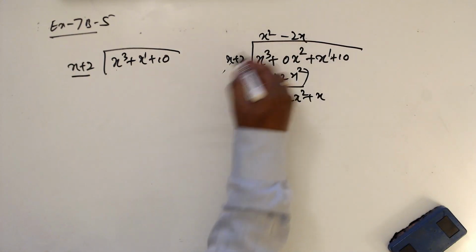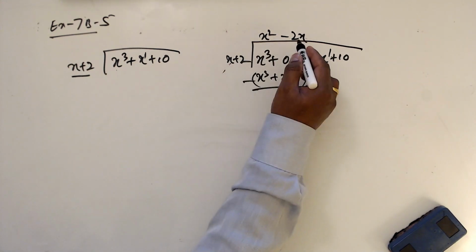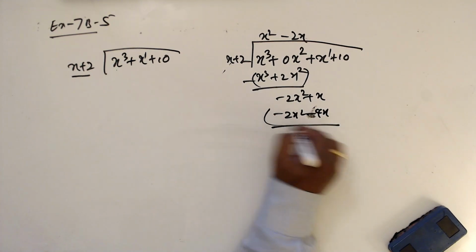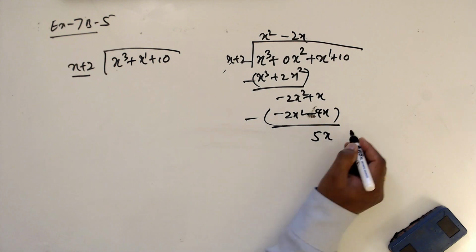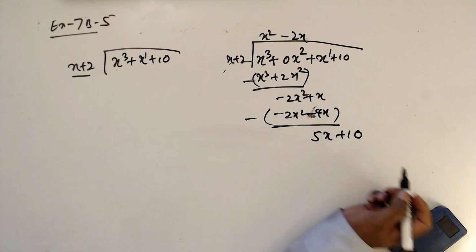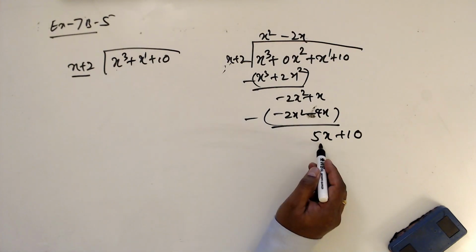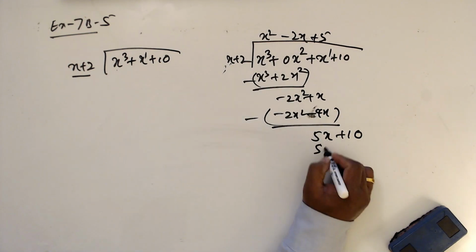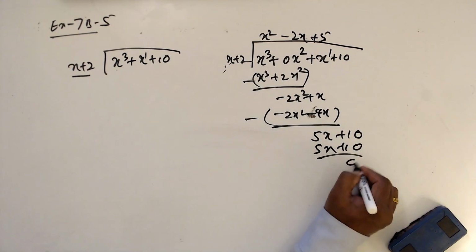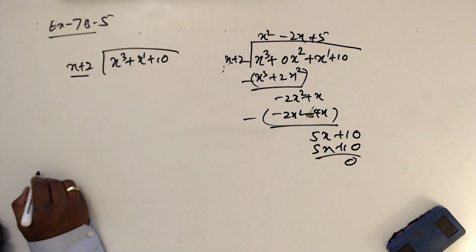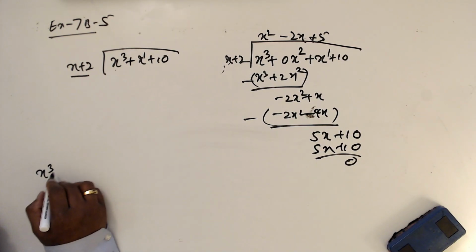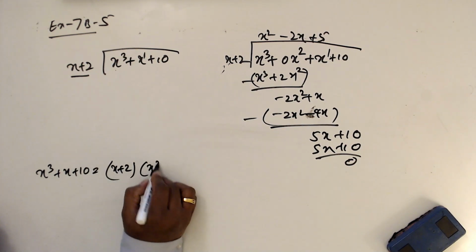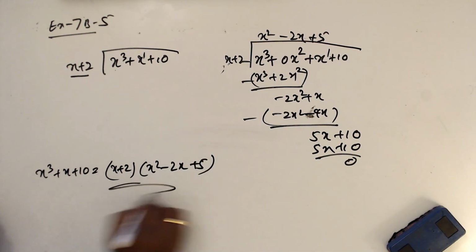Then this is going to be minus 2x square. When you multiply, this is going to be minus 4x. When you subtract, this has become 5x plus 10. And then 5x divided by x is going to be 5. 5 times x, 5x. 5 times 2 is 10, so this is going to be 0. So the answer is x cube plus x plus 10 equals x plus 2 times x square minus 2x plus 5.